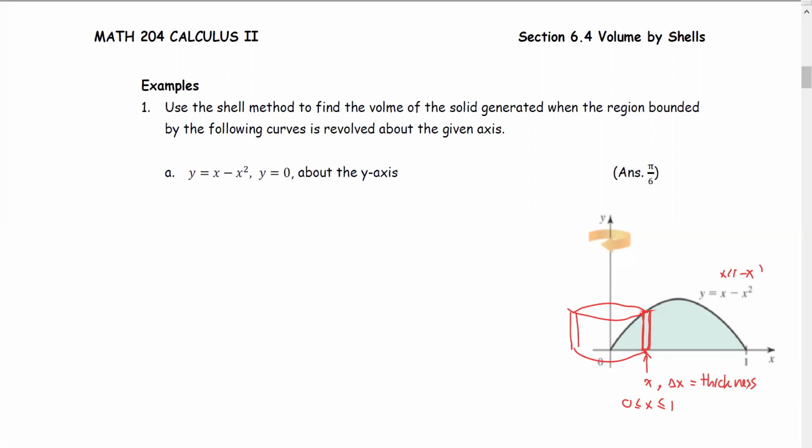So we're going to need the radius of the shell. The radius would be the measurement from the axis of revolution to that position of the shell, which is x. So r equals x. And the height of the shell is the height of the function value. So the height is y, or x minus x squared. Now we put them together. The volume equals the integral from a to b of 2 pi, the radius x, the height x minus x squared, and the thickness dx, which is from delta x.